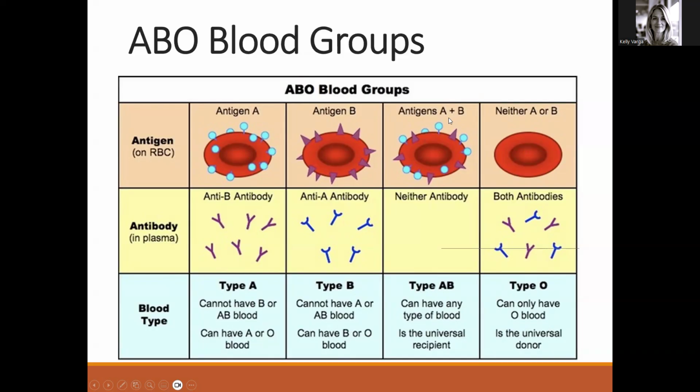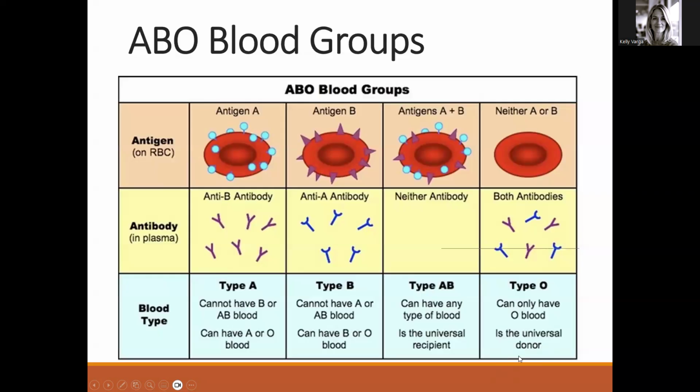What about antigens A and B? Well, I don't technically carry an antibody to either. So I can have A, I can have B, or I can have AB. I am the universal recipient. Nothing that my blood makes an antibody against, because it recognizes A and it recognizes B, and O carries neither A nor B, so I can have O too, right? But what about O blood? O blood carries the antibodies against both A and B. So I can only ever receive O blood. Therefore, I am the universal donor.